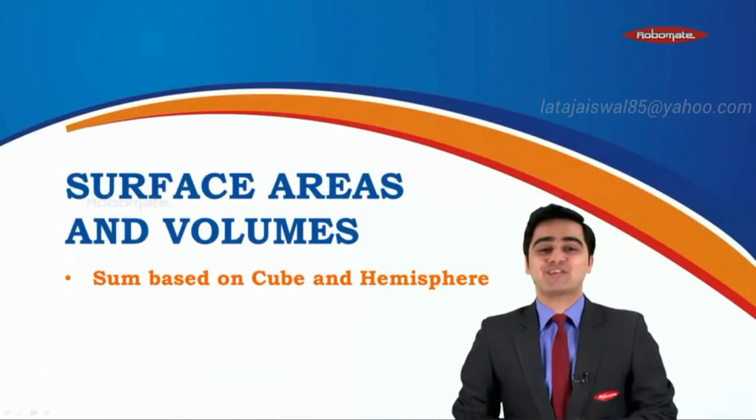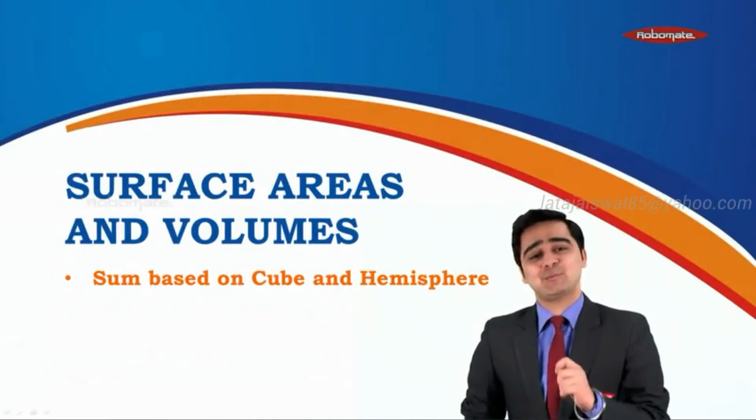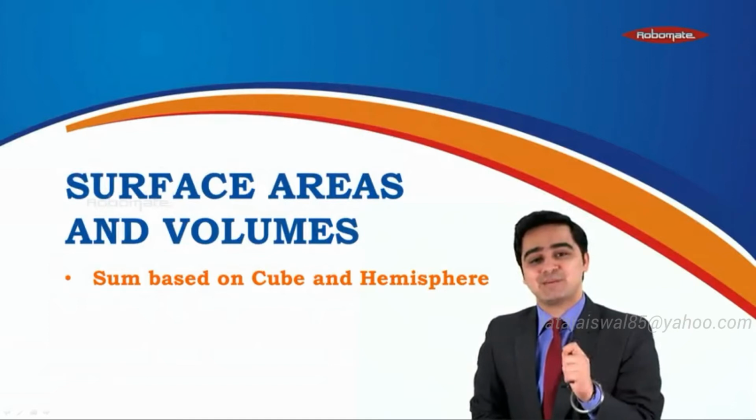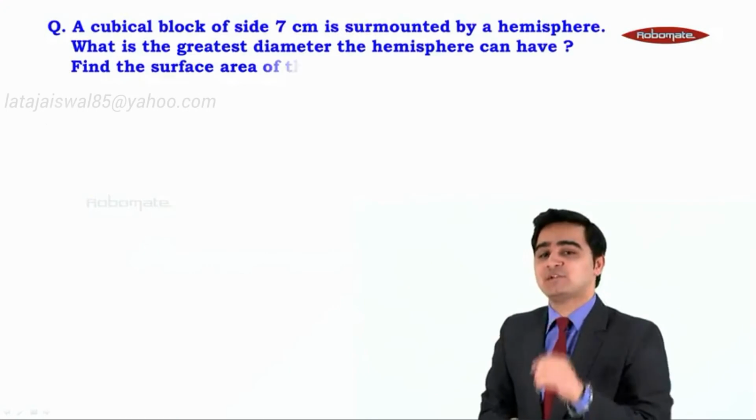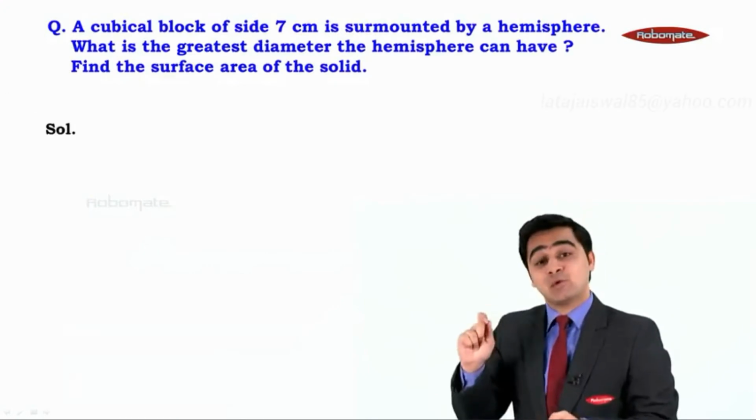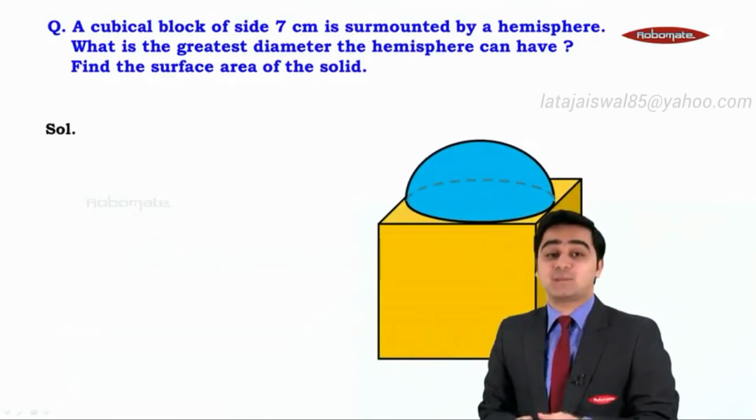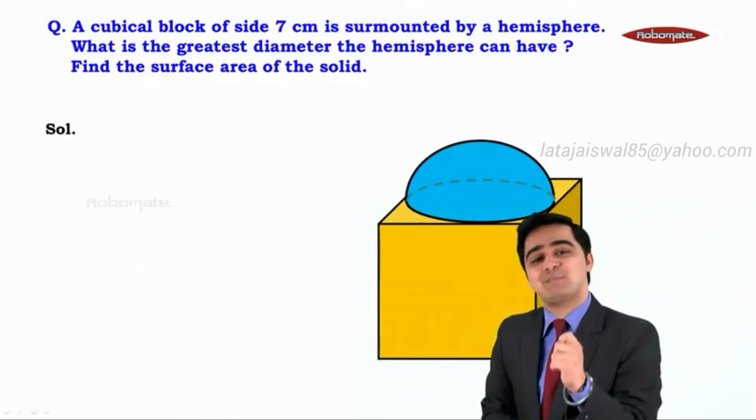In this module of the chapter Surface Areas and Volumes, we are going to understand a very simple and very interesting sum based on a cube and a hemisphere. Observe, this is the question we have in front of us. The question is supported with a figure. So let us understand the question with the help of the figure.